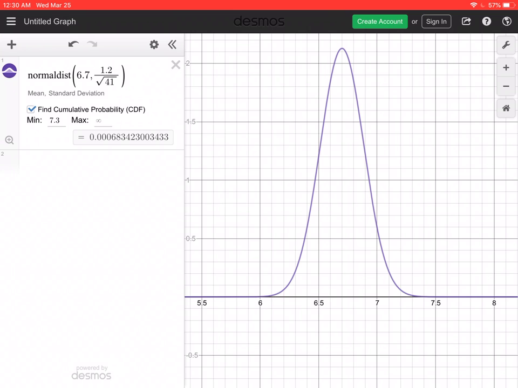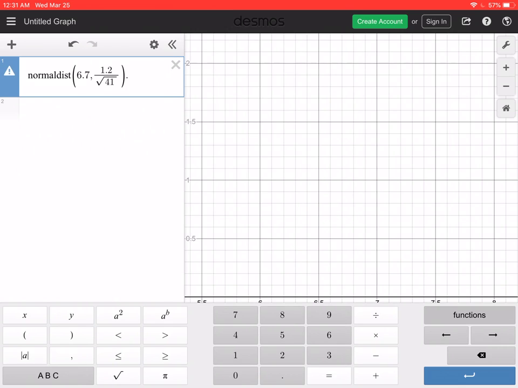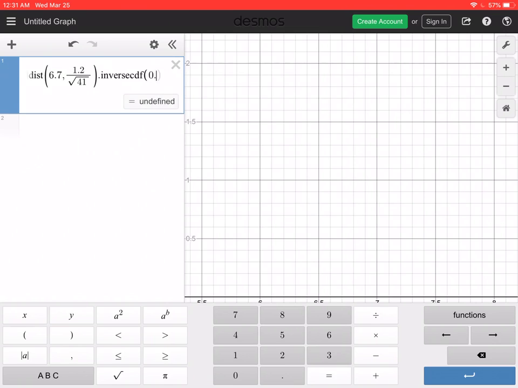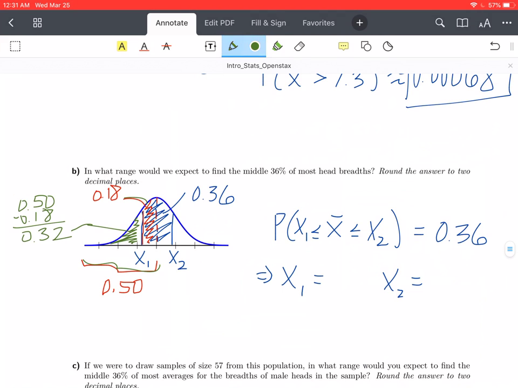So we have our curve here. We can get rid of the cumulative probability. So put in inverse CDF, and the probability we said was 0.32. And that gives us a value of about 6.61. So we get 6.61.